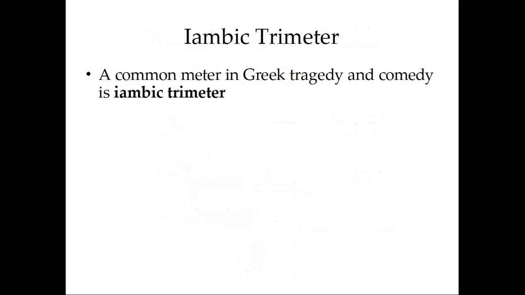Iambic trimeter. This is a very common meter in Greek tragedy and comedy, maybe the most common meter. All the dialogue, for instance, in Oedipus Rex is going to be in iambic trimeter. All the dialogue in Aristophanes' plays, the comedies of Aristophanes, is also going to be in iambic trimeter.